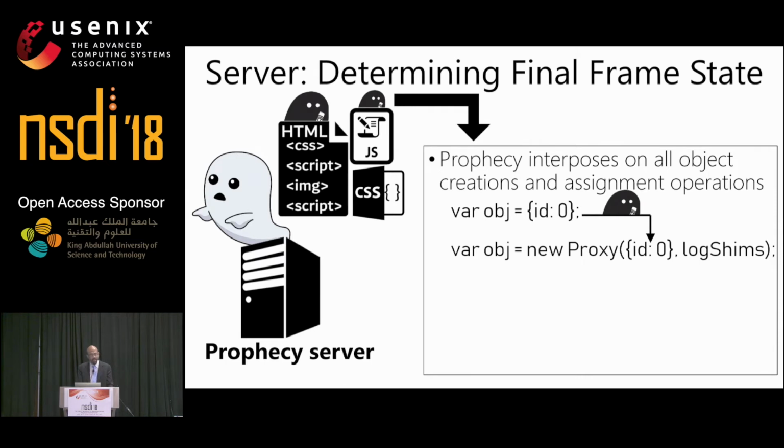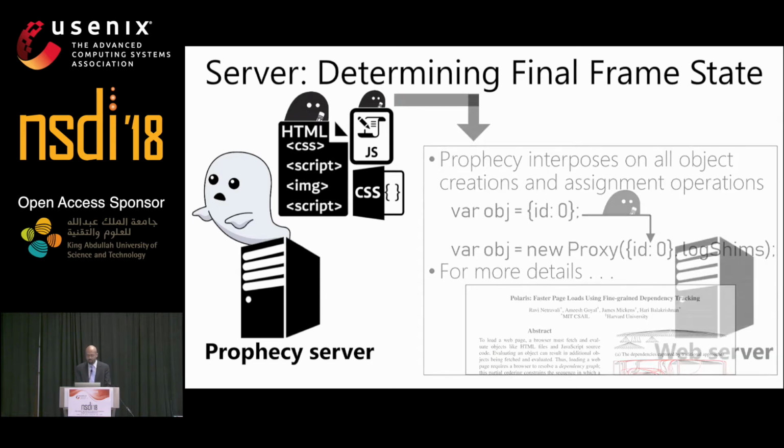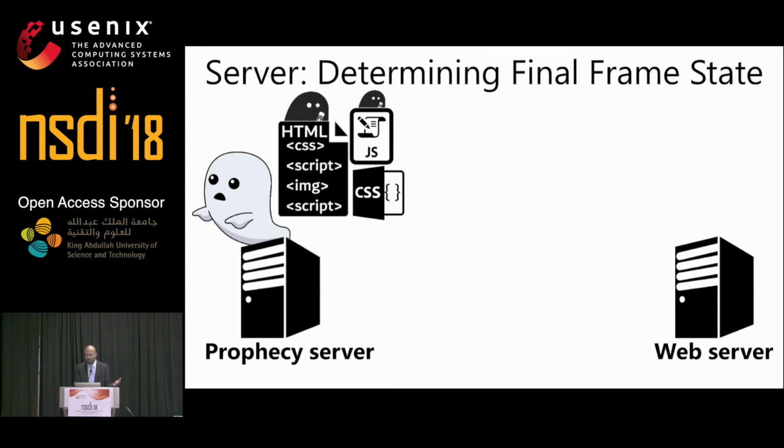For more details about how this rewriting works, you can see the Polaris paper from NSDI 2016. The rewriting tool that Prophecy uses is derived from the one that's described in that paper. So anyways, at this point in the frame load, the headless browser on the Prophecy server begins to execute the rewritten JavaScript code. As the code executes, it will create new entries in the JavaScript write log.